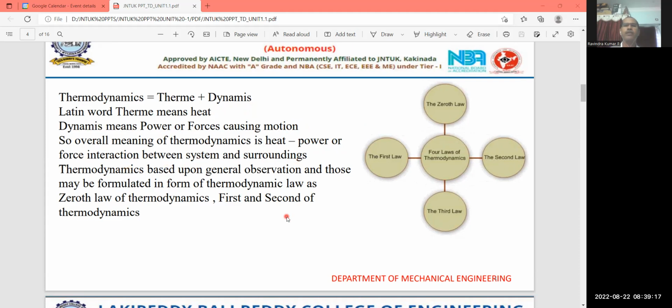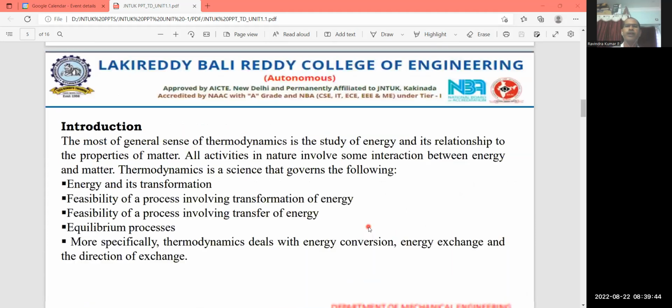and the surroundings. So we observe many general things in nature, and thermodynamics is directly or indirectly connected to each observation. These are the interconnected things: zeroth law, first law, second law, third law, which are connected. That is why we take them as the four laws of thermodynamics.